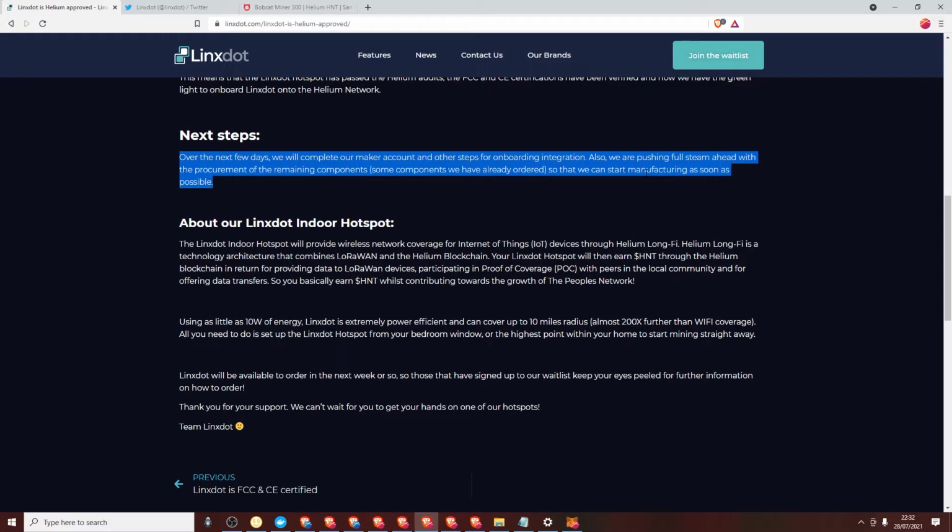So it sounds like they've got obviously some of the components on order, and I guess they're waiting for the approval before they committed and purchased more components, and now they're going to go ahead.